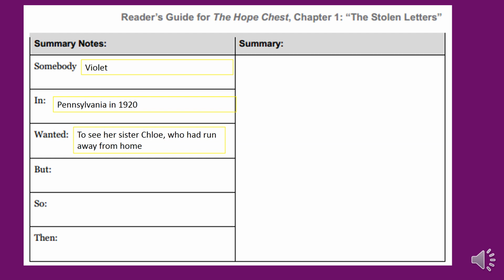Now for this next box, the "but," we're thinking about what was the problem or the obstacle that kept her from seeing her sister or being in contact with her sister. And of course, that obstacle in this story was her parents. So in this box we're going to write, her parents kept Chloe's letters a secret from Violet, so she had no idea that Chloe was trying to contact her. So that was the obstacle.